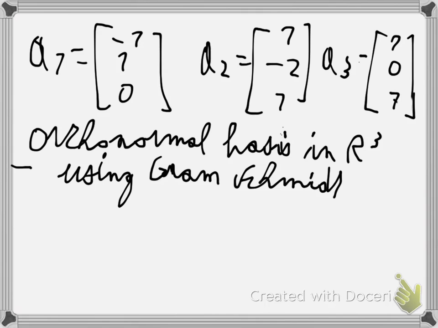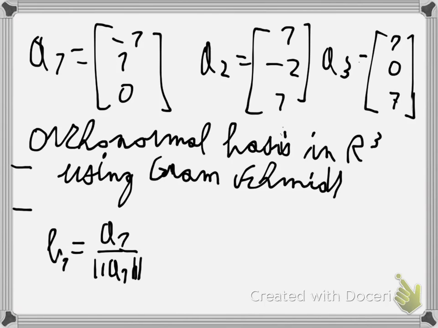Basically, how do you proceed with Schmidt? First, you will take your first vector and you will divide it by its length. That will be your first basis. Okay, so let's call it B1.